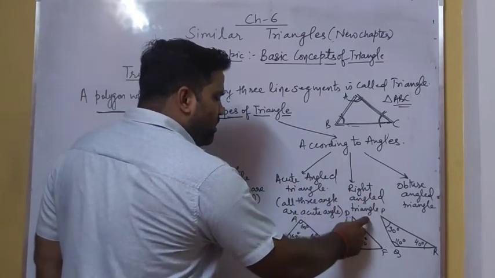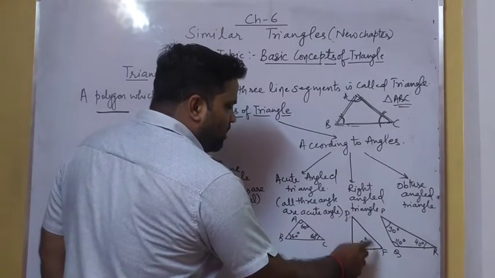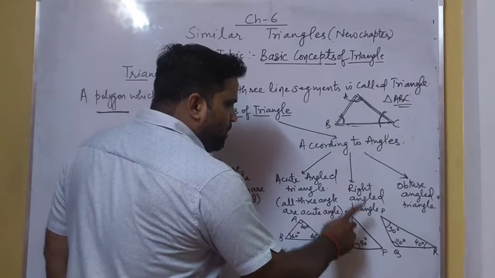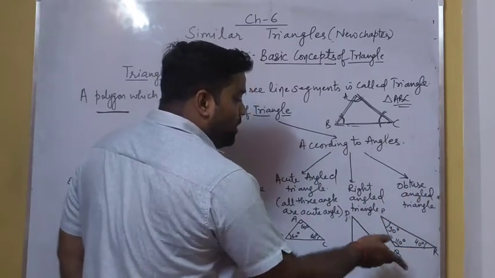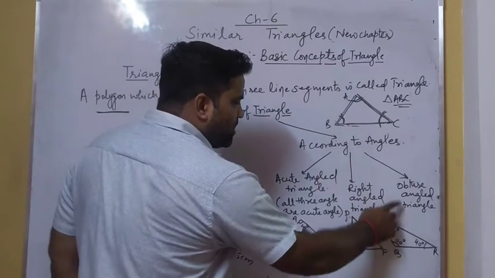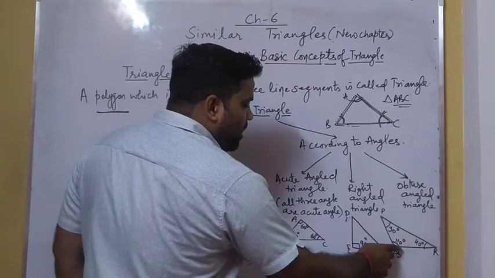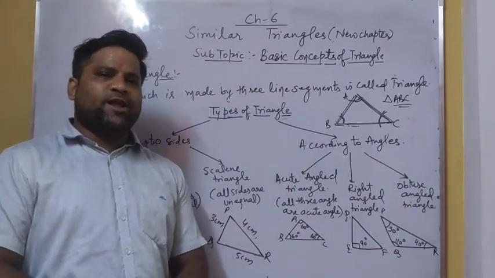Similarly, in a right angle triangle one angle will be equal to 90 degree. That's why it is called a right angle triangle, and the other two angles will be acute. In an obtuse angle triangle, one angle will be greater than 90 degree. That's why it is called an obtuse angle triangle. We can see this in the figure. So these are the types of triangles.